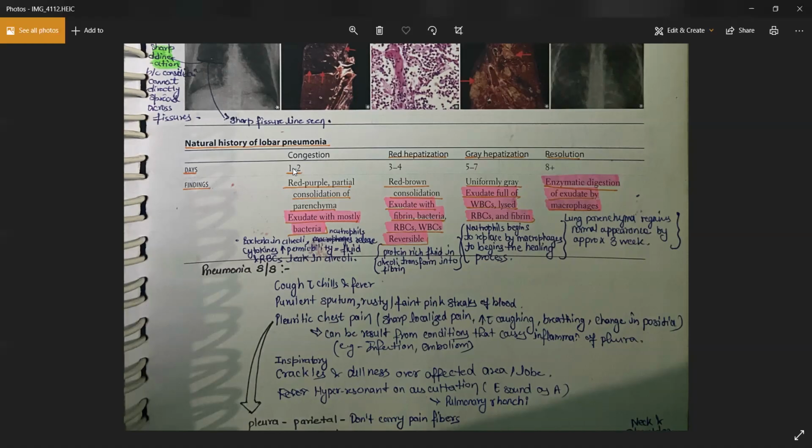So now if you perform the biopsy after 1 or 2 days, what you will find is the exudate again, and bacteria will be there. But now because of leakage, because of all these inflammatory mediators, RBCs will be leaking from the blood, neutrophils will be leaking from the blood, right?